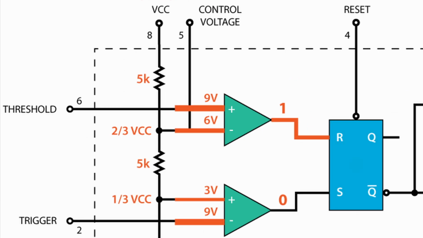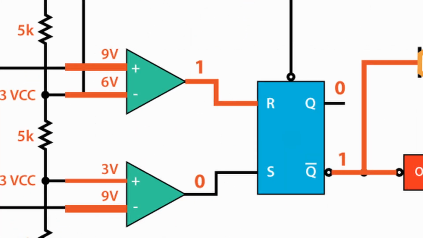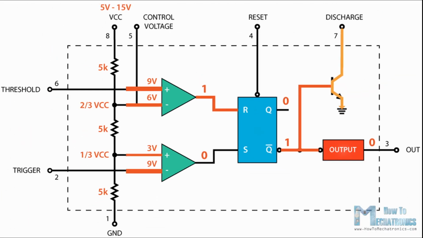So using the 3 pins, trigger, threshold and control, we can control the output of the 2 comparators, which are then fed to the R and S inputs of the flip-flop. The flip-flop will output 1 when R is 0 and S is 1, and vice versa, it will output 0 when R is 1 and S is 0. Additionally, the flip-flop can be reset via the external pin called reset, which can override the 2 inputs, thus resetting the entire timer at any time.